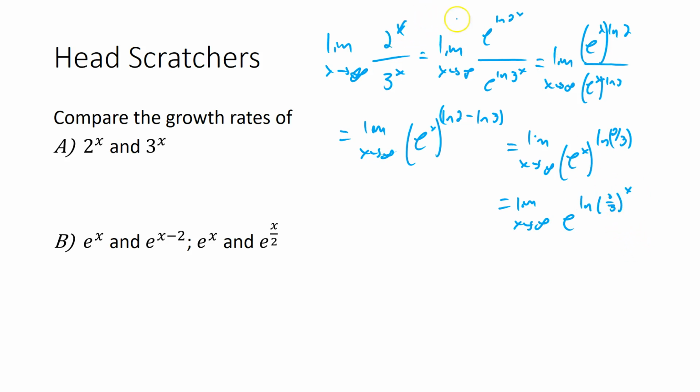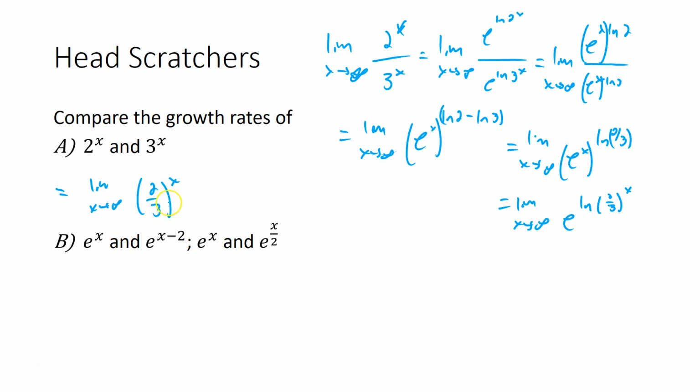Now I'm going to use the same thing we used to get this into an exponent form. This is e to the ln of something. Those are just inverses. They cancel each other out, sort of. So this becomes, I'm going to write it over here so I don't run out of space in the next problem, just (2/3) to the x power. So the limit as x approaches infinity of (2/3) to the x power.